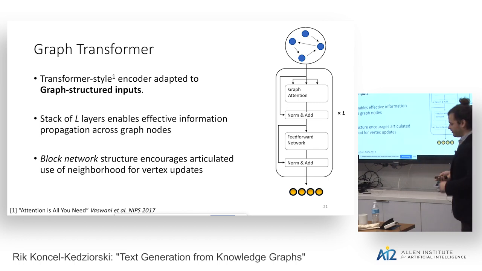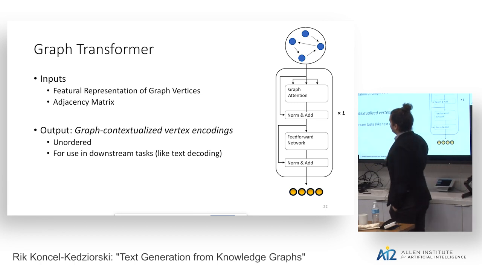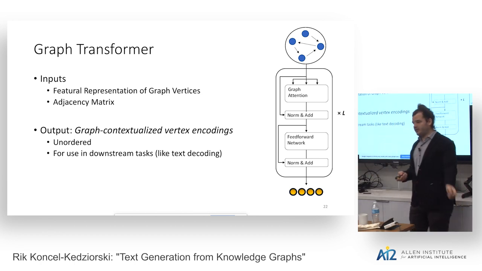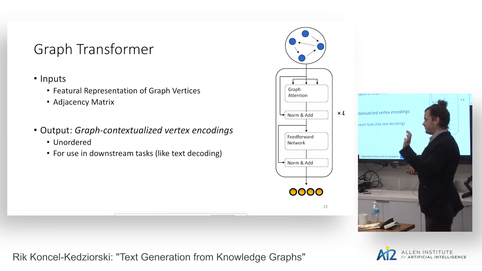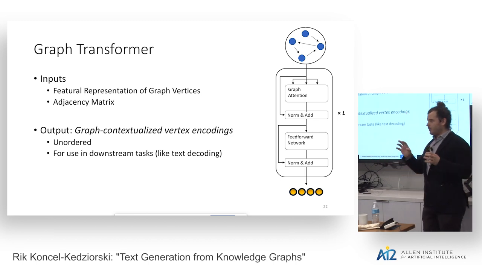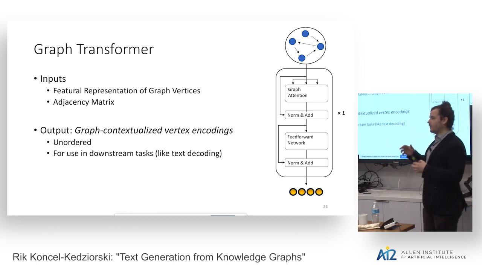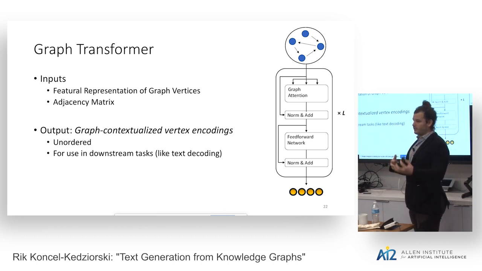So I'll go through this in a little bit more detail now. The first thing is that our graph transformer takes as inputs a featural representation of vertices, which is to say each vertex is represented as a vector, and an adjacency matrix describing the connections in the graph. A key point to note is that this and some of these other spectral methods operate over unlabeled graphs, but we're going to describe some techniques for taking a labeled graph and converting it to an unlabeled graph without loss of information later. So that's the input to the transformer.